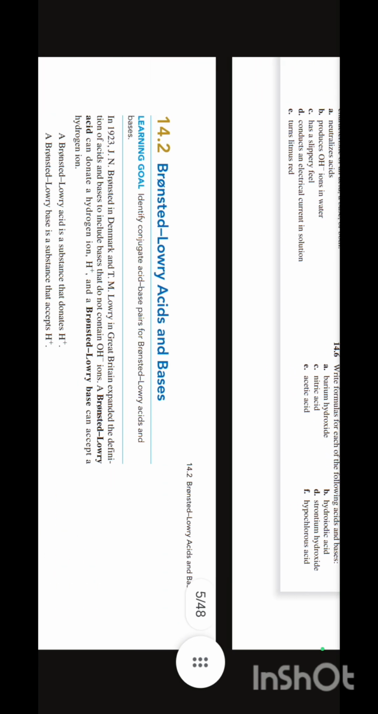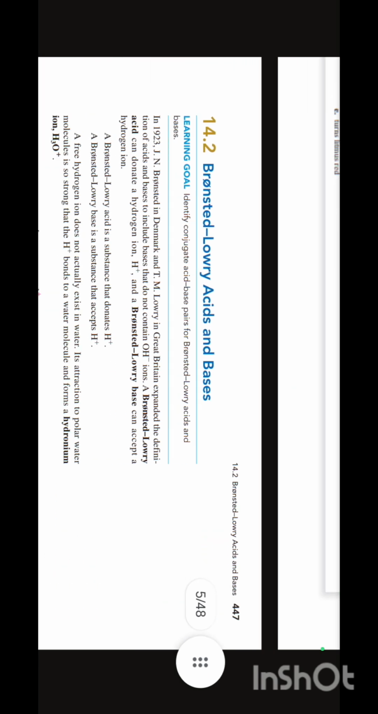Now we will discuss the Bronsted-Lowry concept. In 1923, J. N. Bronsted in Denmark and T. M. Lowry in Great Britain expanded the definition of acid and bases to include bases that do not contain OH- ions. A Bronsted-Lowry acid can donate a hydrogen ion H+, and a Bronsted-Lowry base can accept a hydrogen ion. A Bronsted-Lowry acid is a substance that donates H+. A Bronsted-Lowry base is a substance that accepts H+. A free hydrogen ion does not actually exist in water.